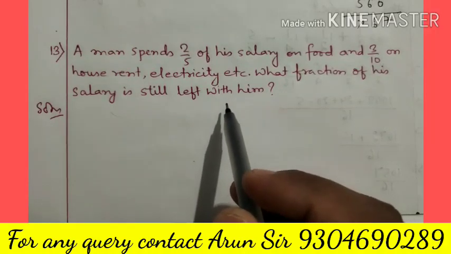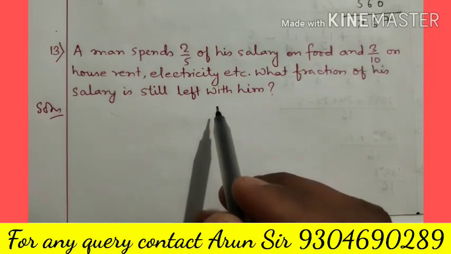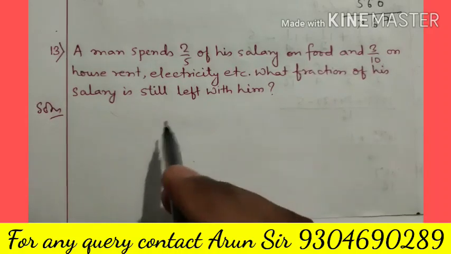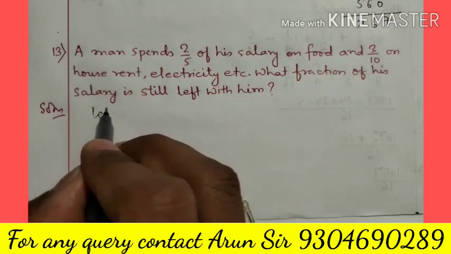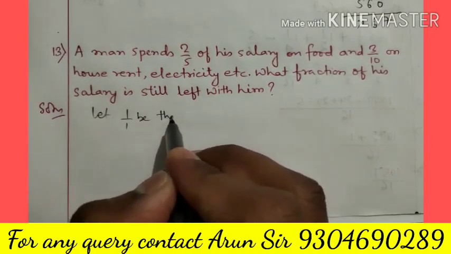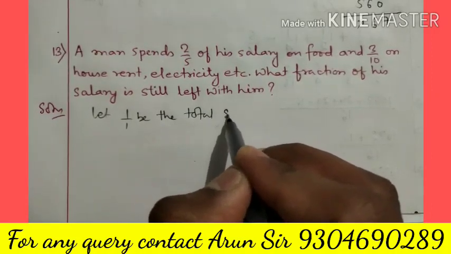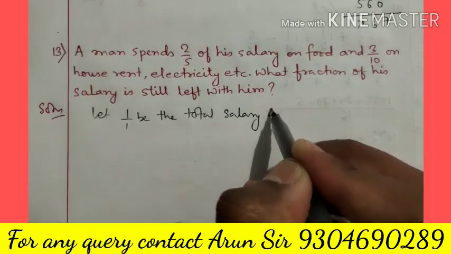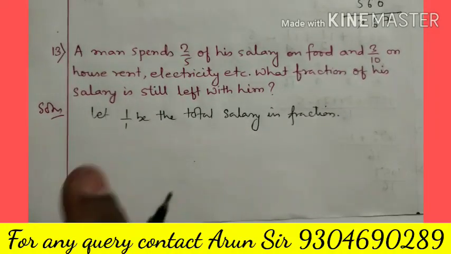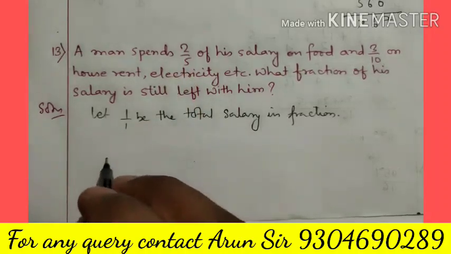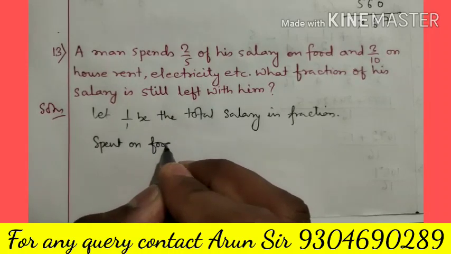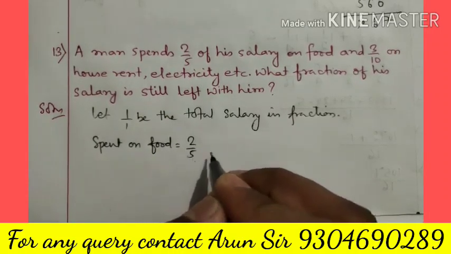Question here has not given the total salary. The question is asking only the answer in fraction. So for anything the fraction is 1. It means let 1 by 1 be the total salary in fraction. In fraction we are taking salary 1 by 1. Out of this 1 by 1, spent on food is equal to 2 by 5.